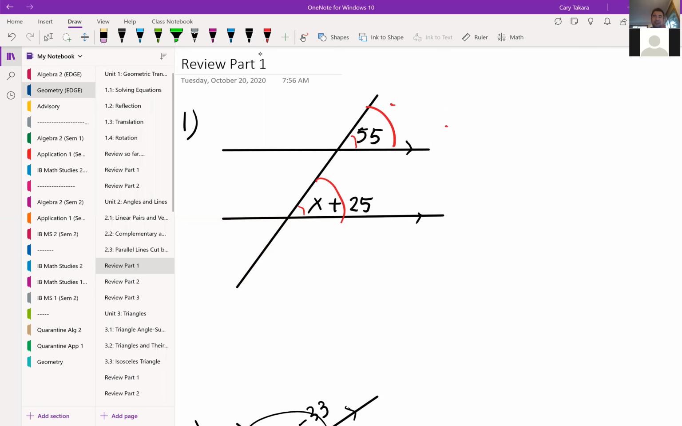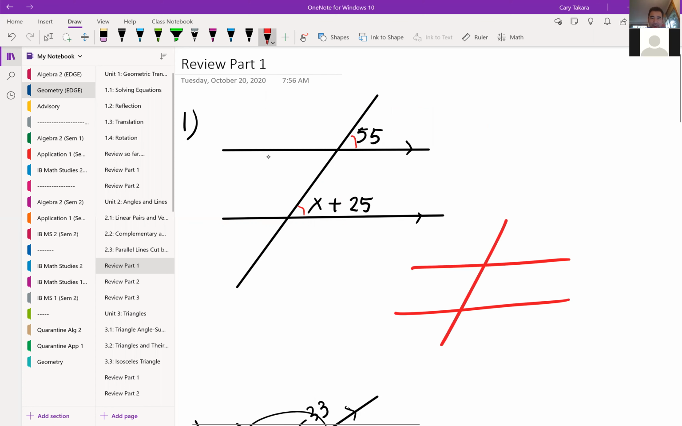Which one is it? What do you say? Thank you, Saif, Logan. Anybody else? These are corresponding angles, because we've got one outside, then one inside. That's a key feature of corresponding angles.